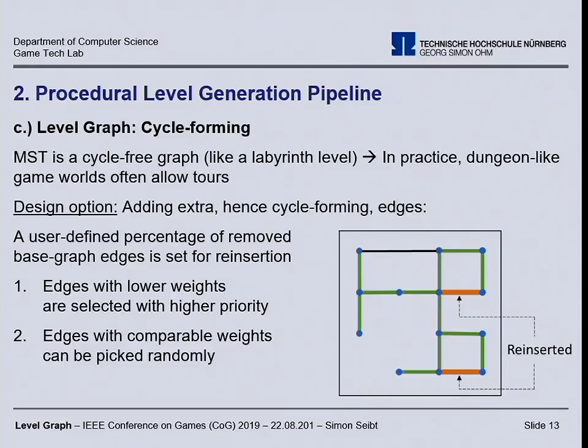So how does it work? A user-defined percentage of removed base graph edges is set for reiteration. There are also two conditions to perform this process in a controlled manner. First, edges with lower weights are selected with higher priority, and second, edges with comparable weights can be picked randomly.